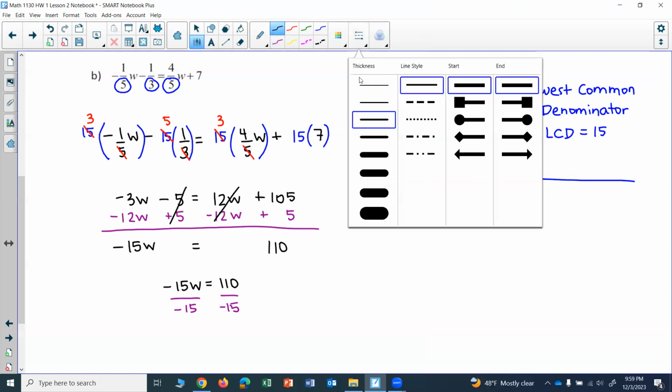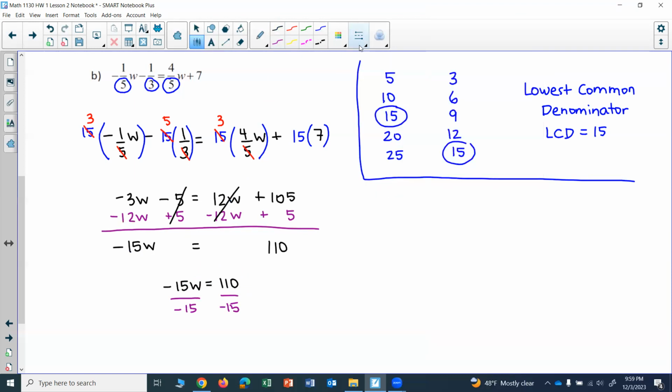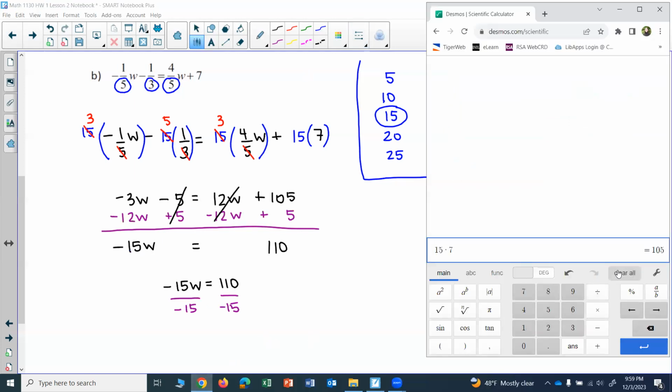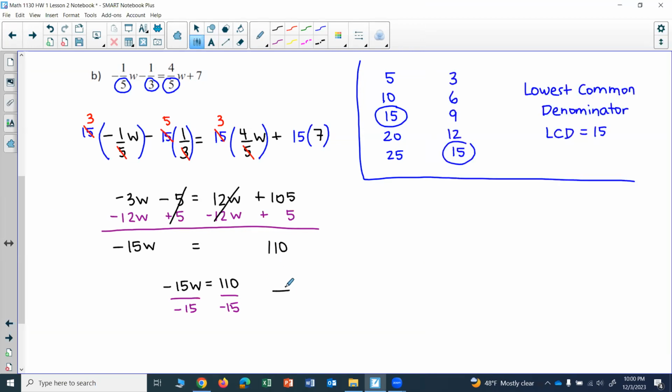And so if you want to use a calculator to simplify, you can. You would put in 110 divided by negative 15. And if you were asked for the exact answer, there's this button here to convert your answer to a fraction. That would be your exact answer, negative 22 thirds. So I get w equals negative 22 over 3.